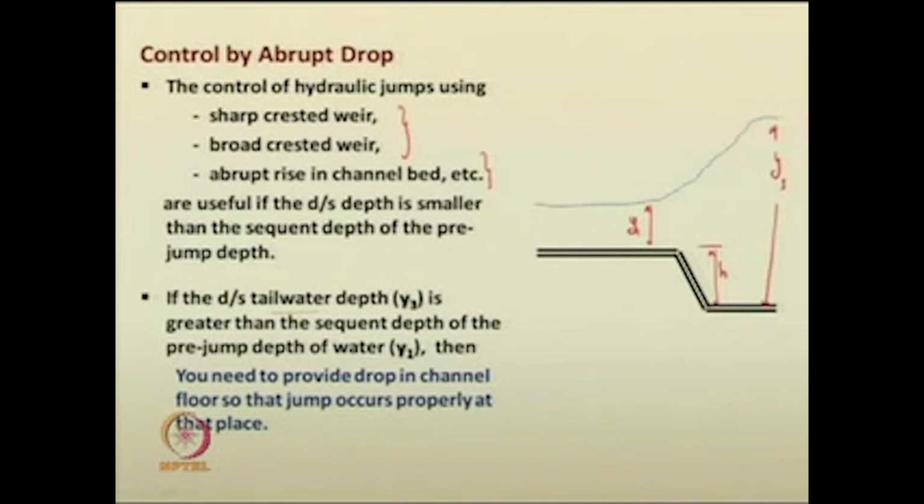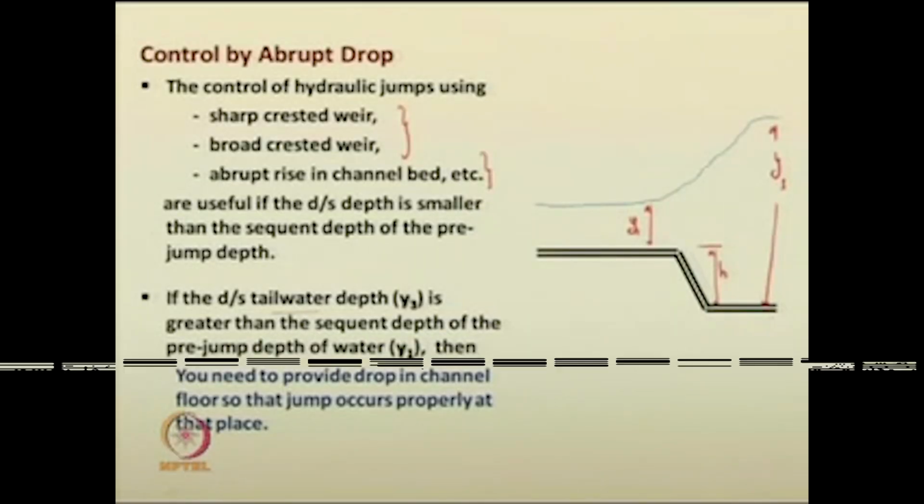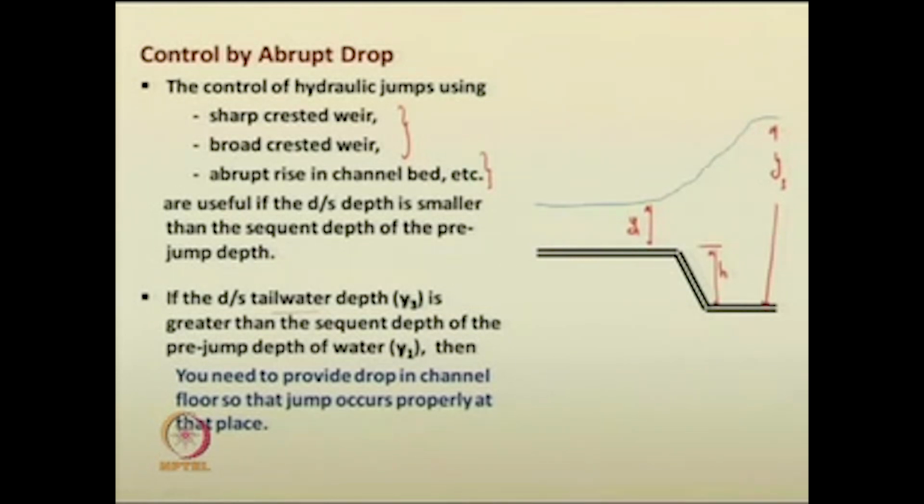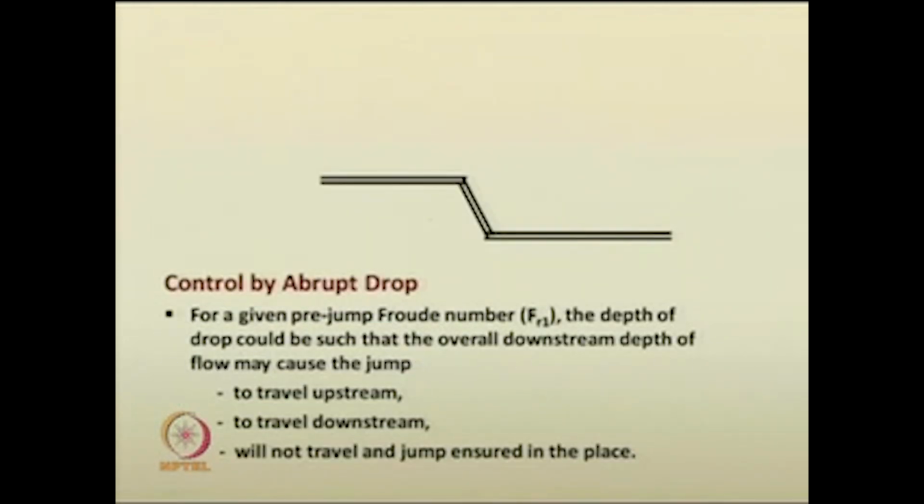With these following cases, you need to provide a drop in channel flow, so that this jump occurs. If you are not providing such a drop in the channel flow like this, then this jump cannot occur in this place. It may get shifted to some other place that you have already seen. So, to ensure proper occurrence of hydraulic jump in this location, you have to provide the drop in elevation. When you do the control of hydraulic jump by abrupt drop in the bed, you need to remember the following things. For example, say if I just draw the water surface elevations.